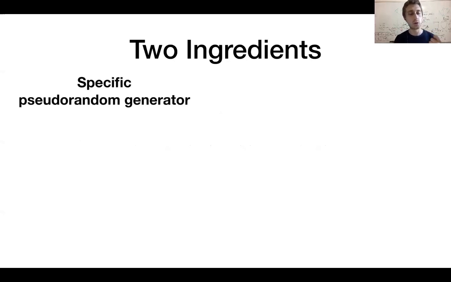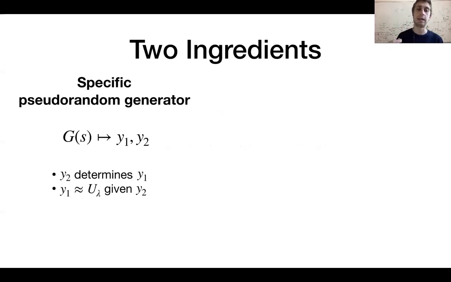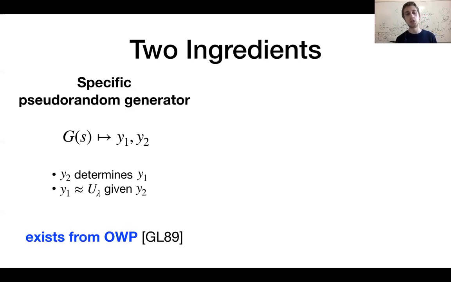Towards this, I want to consider two main ingredients that we use. The first is a specific pseudo-random generator. This is a function g that on input some seed s outputs two values, y1 and y2. We need the following two properties. First, the second output, y2, information theoretically determines y1. But at the same time, y1 is indistinguishable from random, even given y2. So computationally, it has high pseudo entropy, but at the same time, y2 fully determines y1. And in fact, such a PRG exists from the standard construction of PRGs from a one-way permutation.